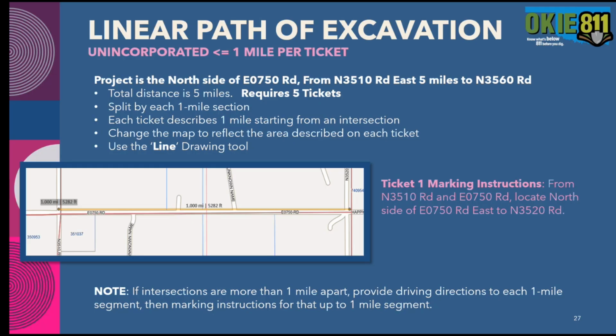So in this example, ticket 1 would be from North 3510 Road and East 750 Road, locating the north side of 750 Road east to North 3520 Road. So that's the first mile. And again, same concept. If intersections are more than 1 mile apart, provide driving directions to each 1 mile segment and the marking instructions for up to 1 mile segment.